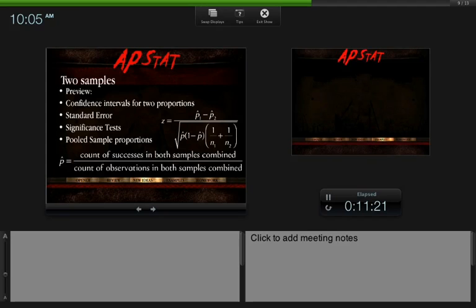P-hat. If I'm looking at two different samples, and I'm looking at the unified p-hat, you would take the successes in both samples divided by the observations of both samples combined. So if I had two different sample sizes of 200, then my p-hat would be out of 400. That's effectively what we do when we pool: we put all of our information together. And so you've got these different values like that.